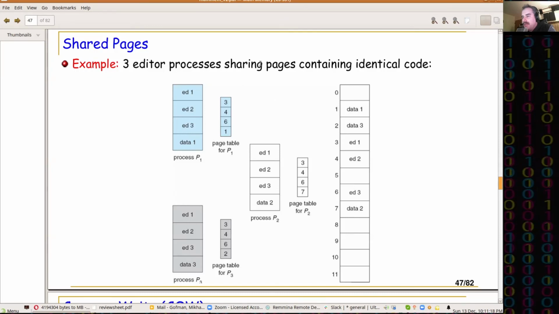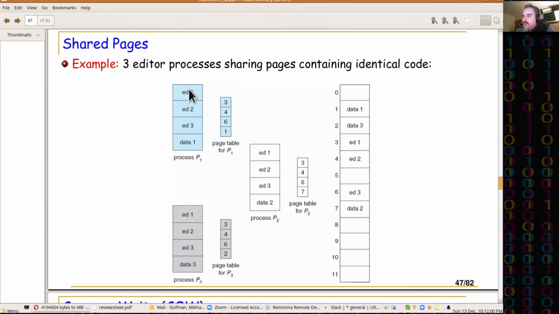Now, finally, the fourth page of each editor is actually mapped to a different physical frame. Page number 3 is mapped to physical frame 1 for this process, to physical frame 7 for this process, and to physical frame 2 for this process. This is because all of the processes are editing different documents. Those different documents require different physical memory locations to store them. They cannot share the data.